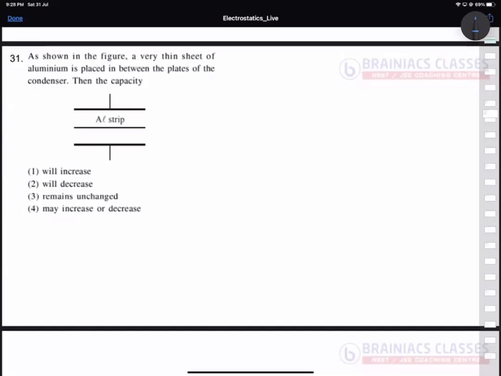First of all, I know in the case of a capacitor, if I place a dielectric between the parallel plates, then the new capacitance C dash equals K times C. K is the dielectric constant. But if it is not a dielectric, then what will happen? Is this a dielectric or not?